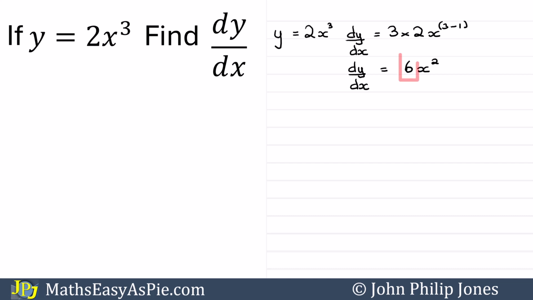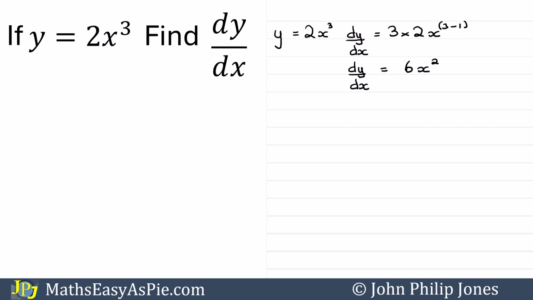Now, this is 6 because 3 times 2 was 6, and this is 2 because 3 minus 1 gave us the 2. Just to be clear, this power of 3 was used to multiply this 2, as you can see here. Then from this 3, we subtracted 1, as you can see here.